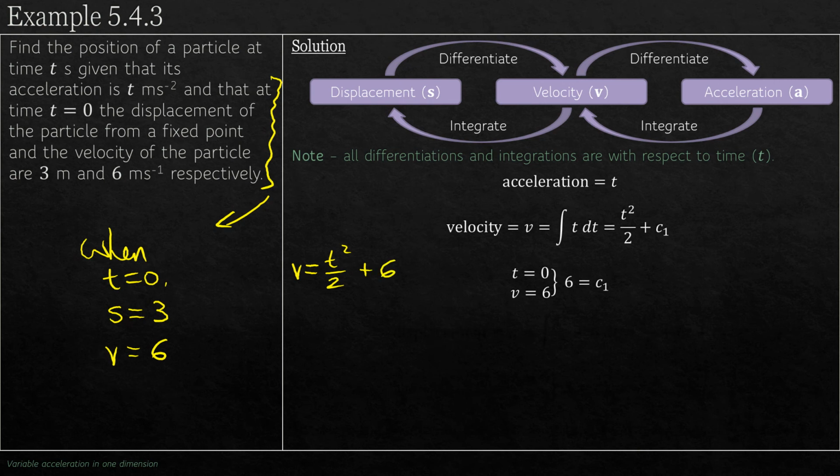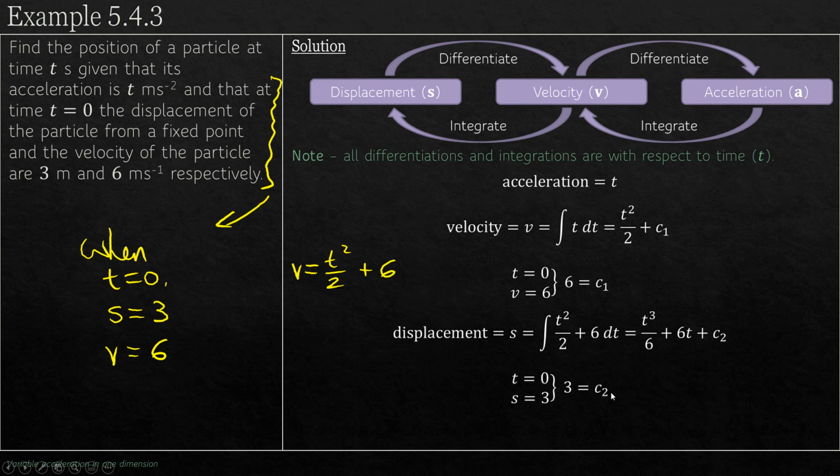Now we can integrate that to get displacement, which I'm going to call S. So integrating half t squared plus 6 with respect to t is 1/6 t cubed plus 6t plus another constant. Looking back over here, we need something that ties together t and s. And here it is. When t is nothing, s is 3. Sub those in. Our second constant turns out to be 3.